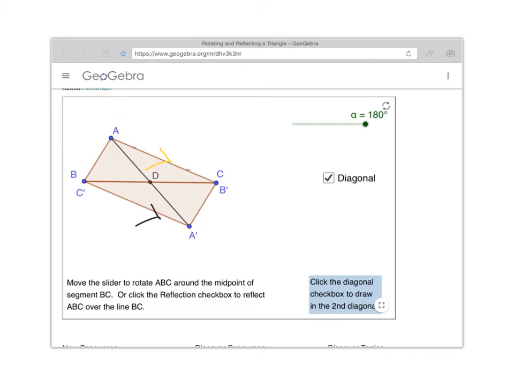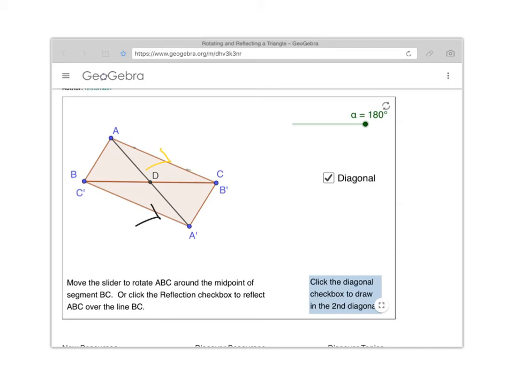So what we have then is angle, side, angle congruence of these two triangles, and that means that BD and CD are congruent because they're corresponding sides. And we know that DA and DA prime are also corresponding sides of congruent triangles, so they are also congruent. And that means that these two diagonals will always bisect each other.